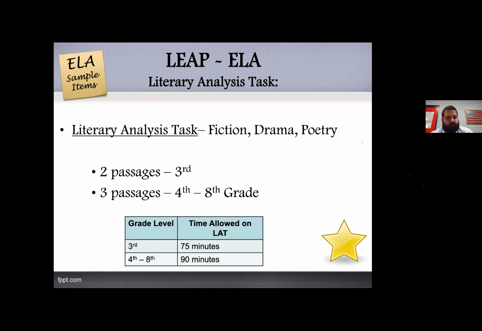This is the literary analysis task. If that is given, this is where they might be given fiction, drama, poetry. Third grade typically gets 2 passages, and fourth and fifth grade would typically get 3 passages. And the time frames are there at the bottom. Third grade gets 75 minutes, and fourth and fifth grade 90.